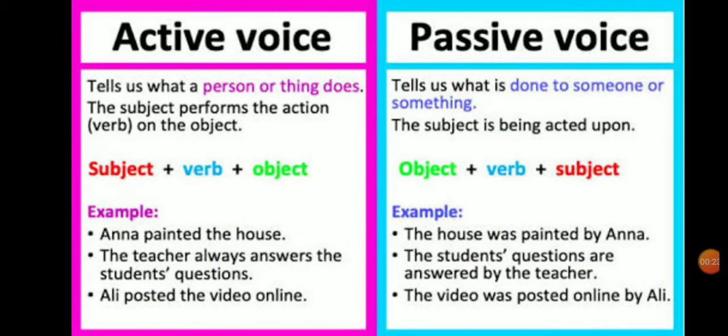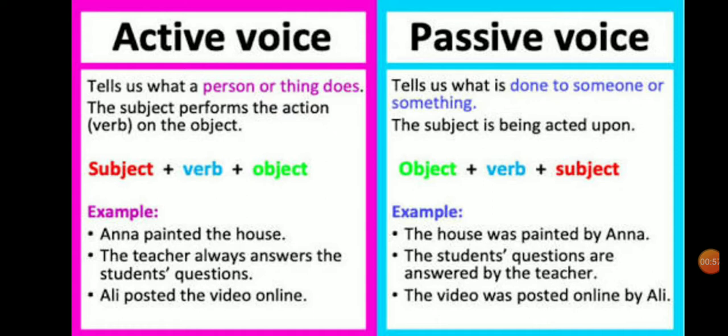First of all, I want to tell you what is active voice and what is passive voice. Active voice tells us what a person or thing does. The subject performs the action on the object, and for this we make a sentence with subject plus verb plus object. Example: Anna painted the house. The teacher always answers the students' questions. Ali posted the video online.